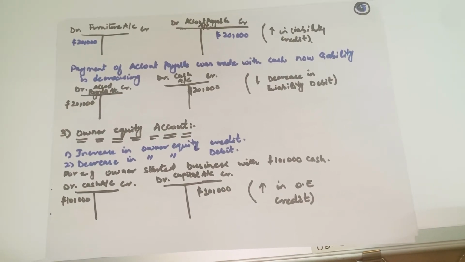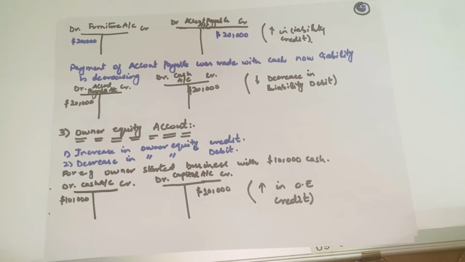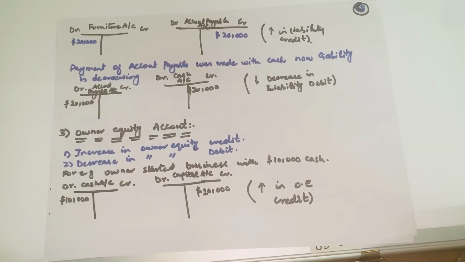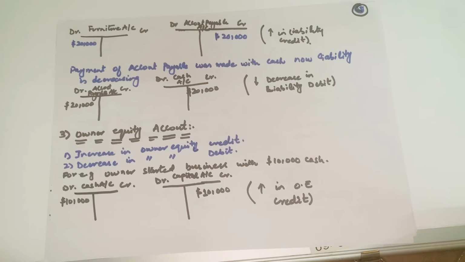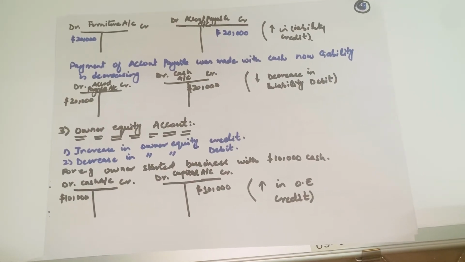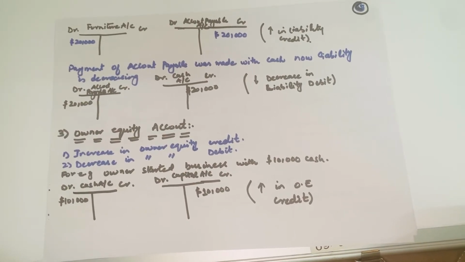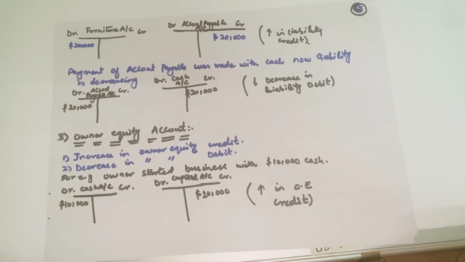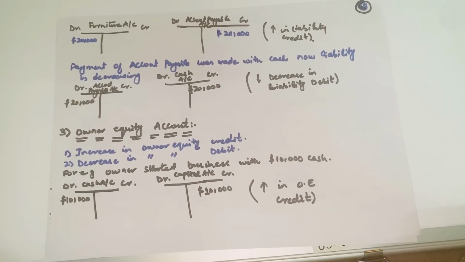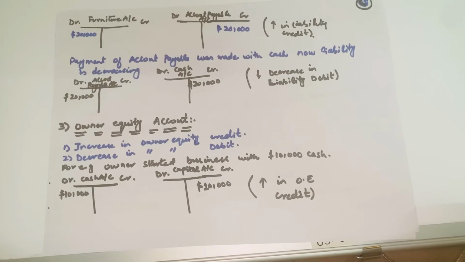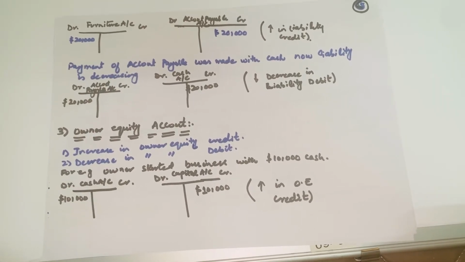So in the accounts payable account we will write 20,000 on the debit side. So it is clear that in both examples we have applied the rule of liability, that is, any increase in the liability will be credit and any decrease in the liability will be debit. So the third account we have is the owner equity account.